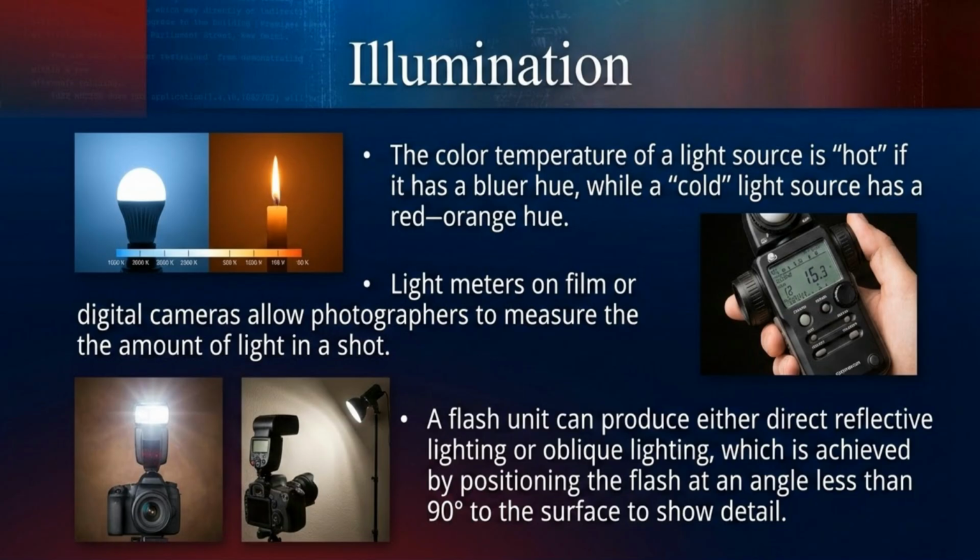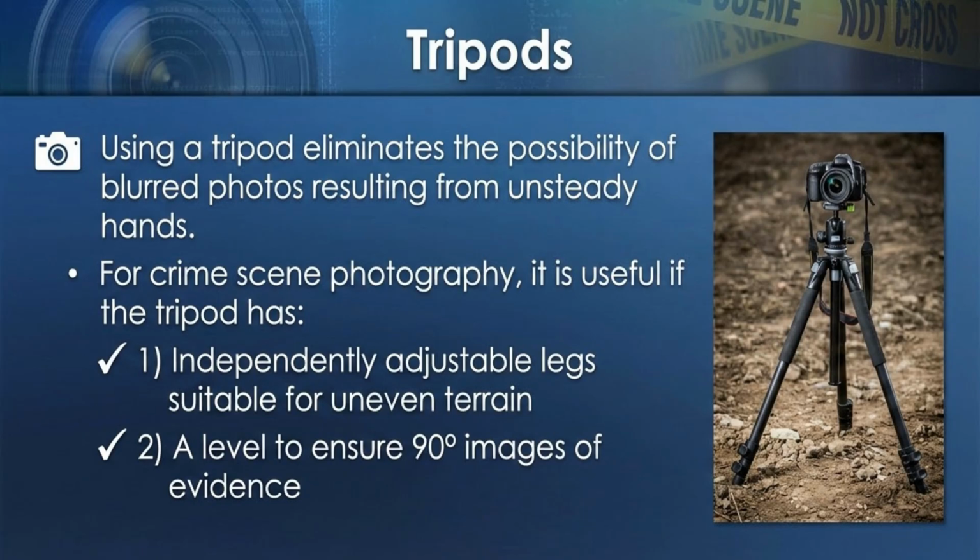Illumination is critical in photography. Hot light sources have a bluer hue, while cold light sources have a red-orange hue. Light meters measure the amount of light in a shot. A flash unit can provide direct reflective lighting or oblique lighting. Oblique lighting is achieved by positioning the flash at an angle less than 90 degrees to the surface, which helps show fine detail on surfaces.